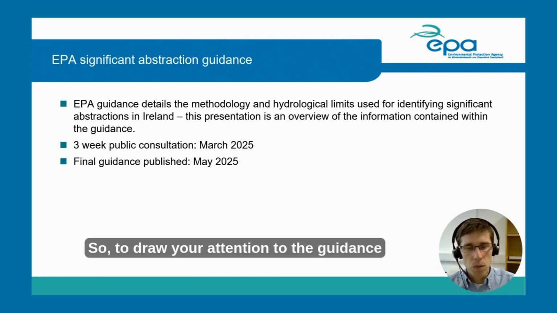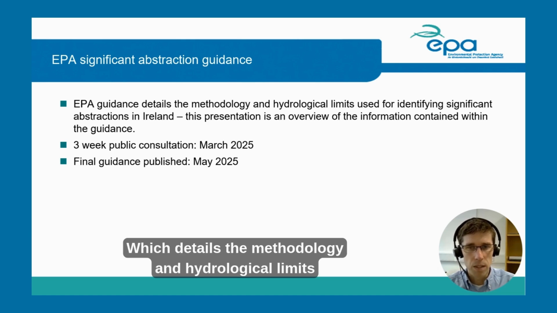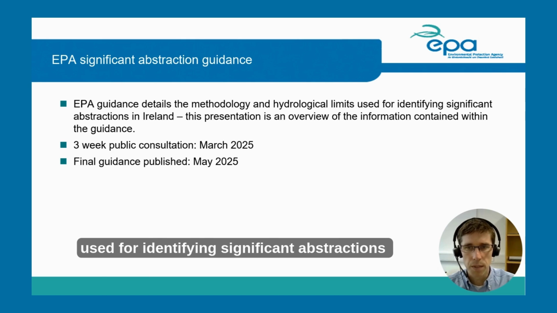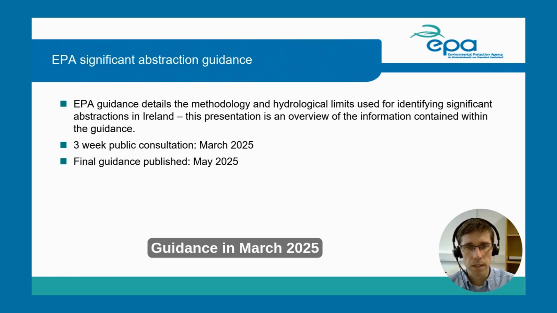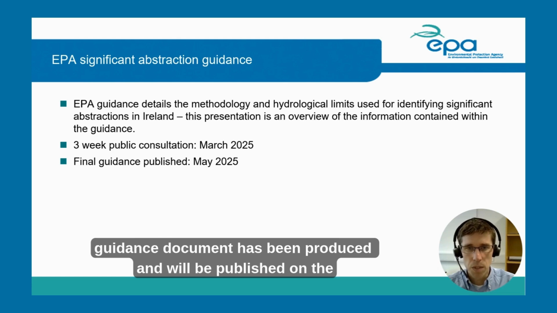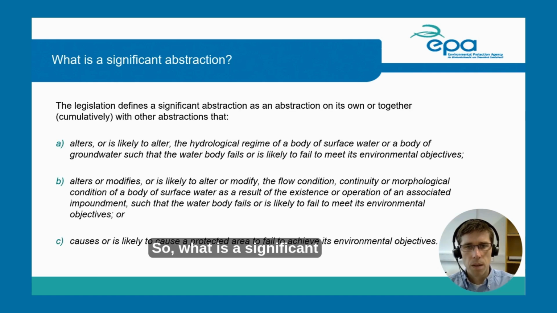So to draw your attention to the guidance, EPA have produced guidance which details the methodology and hydrological limits used for identifying significant abstractions in Ireland. And essentially this presentation is an overview or a summary of the information contained within that guidance. In March 2025, EPA undertook a 3-week public consultation. And following that, a final guidance document has been produced and will be published on the EPA website in the coming weeks. So what is a significant abstraction?